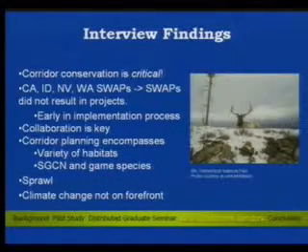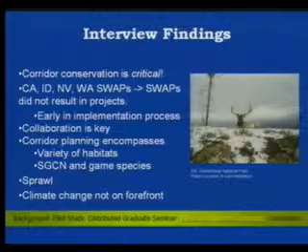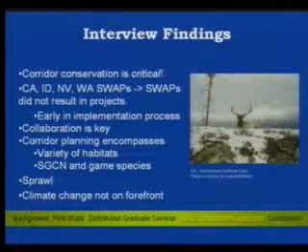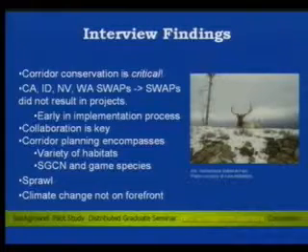Also, collaboration is key for successful conservation projects. Important collaborators include the Department of Fish and Wildlife, the Department of Fish and Game, the Forest Service, the Department of Transportation, and the Nature Conservancy. Also, interviewees agreed that corridor planning encompasses not only a variety of habitats, but species of greatest conservation need and game species. And sprawl is an increasing threat in all 5 of these states, and it also furthers fragmentation. Finally, climate change is not on the forefront of conservation in this region.